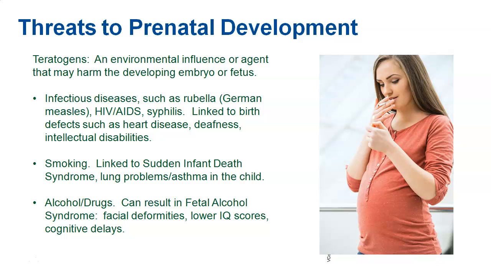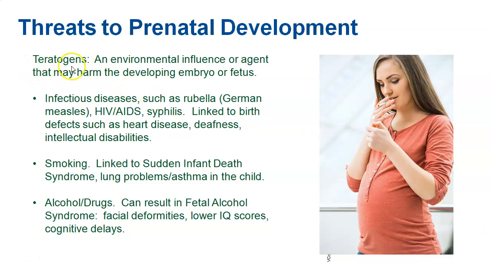And then this is very important. So there are threats to prenatal development. A lot of times when we talk about developmental psychology, people focus on development after a child is born, but there's a lot of stuff that can affect the embryo, the fetus, and later the child, before the child's even born. And the various things, which are usually environmental, that can harm the developing embryo or fetus are what we call a teratogen.